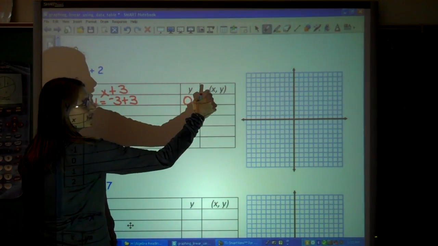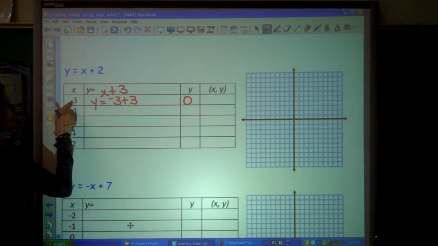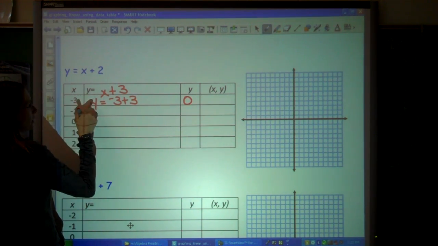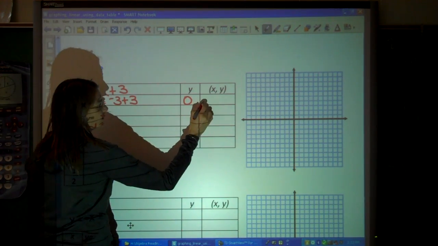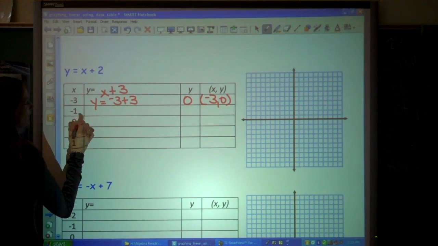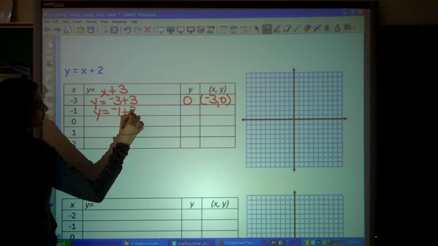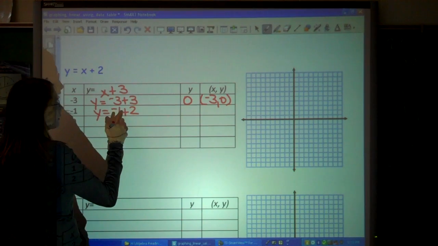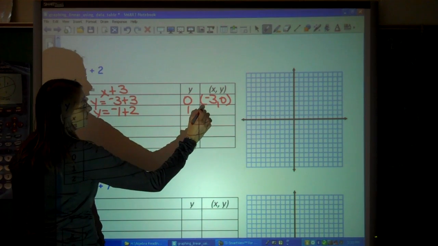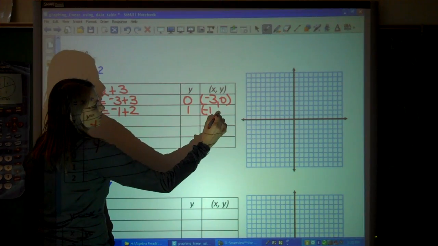Now we're going to write it like an ordered pair so that I can graph it over here. I've got my x, which was given to me, and by plugging that x into the equation, I now have my y value. So when x is negative 3, in this equation, y is going to be 0. So I'm going to write down negative 3, 0. I'm going to do the same thing for my next one, except this time x is negative 1. So y equals negative 1 plus 3. I put that in the calculator. Negative 1 plus 3 is 2. So when x is negative 1, y is 2.